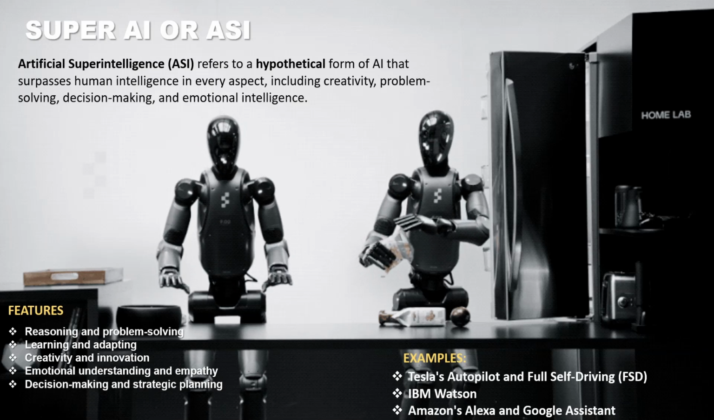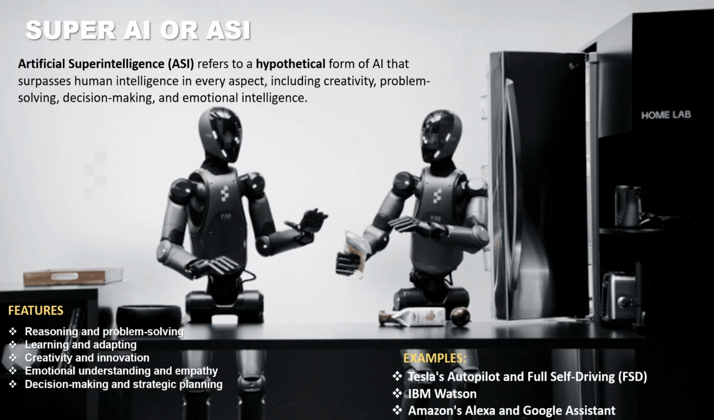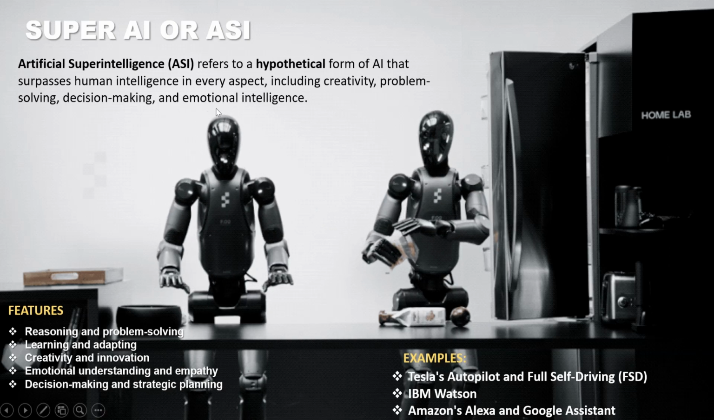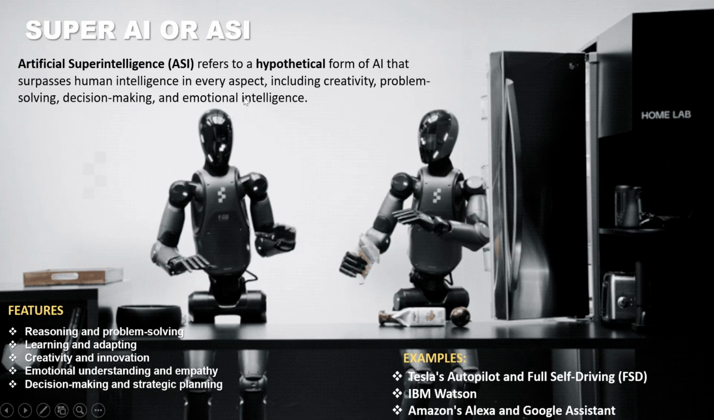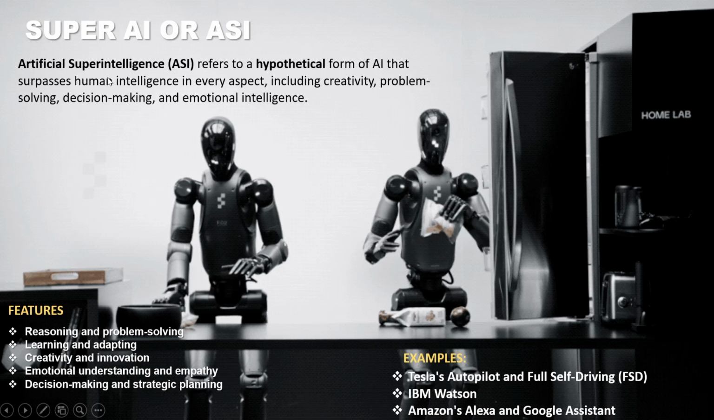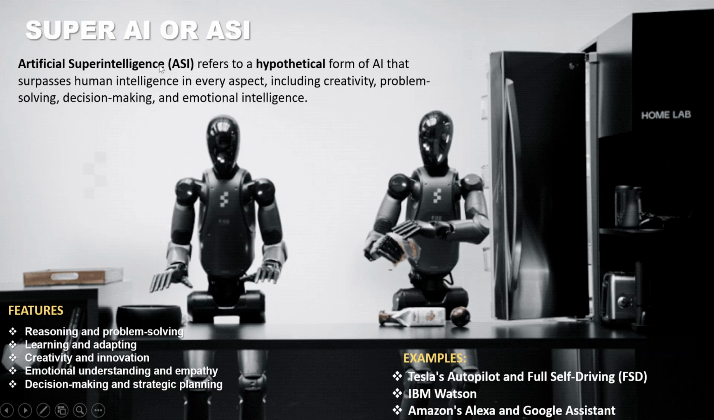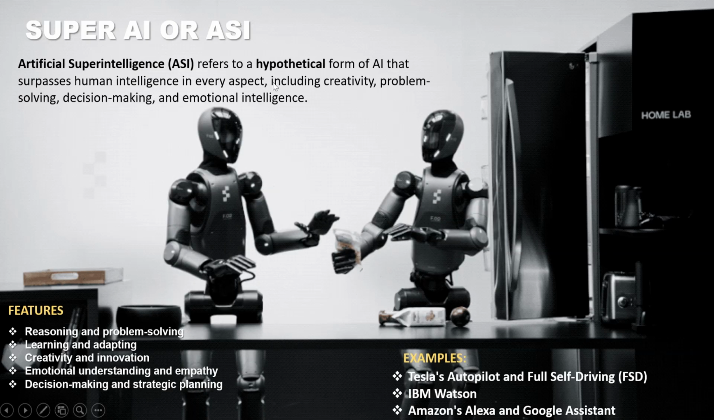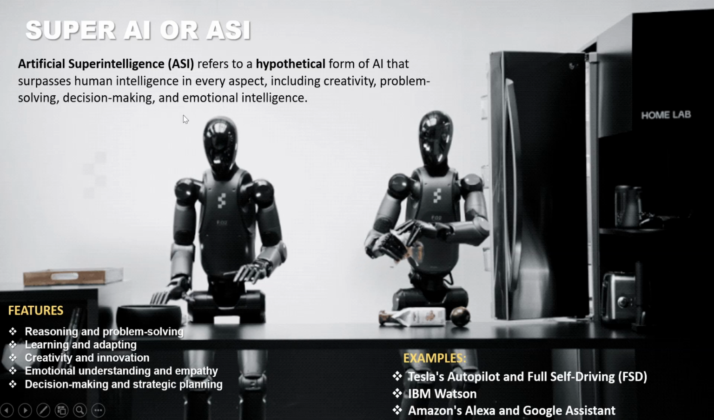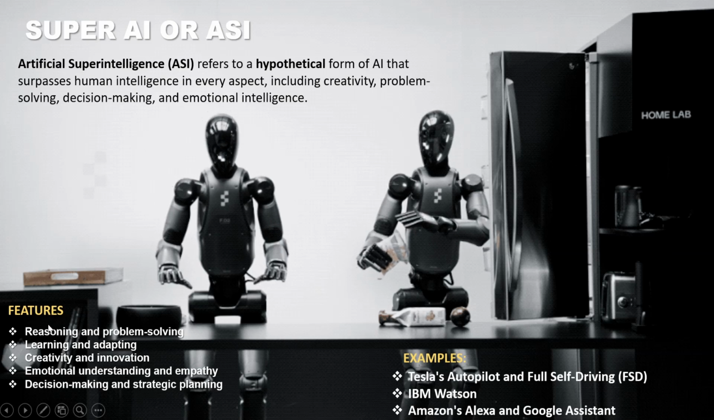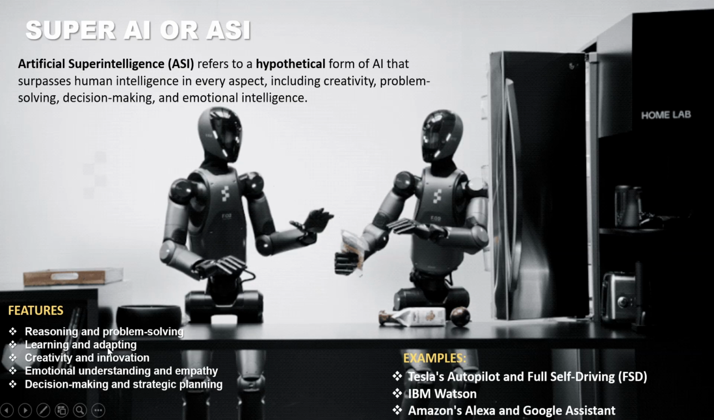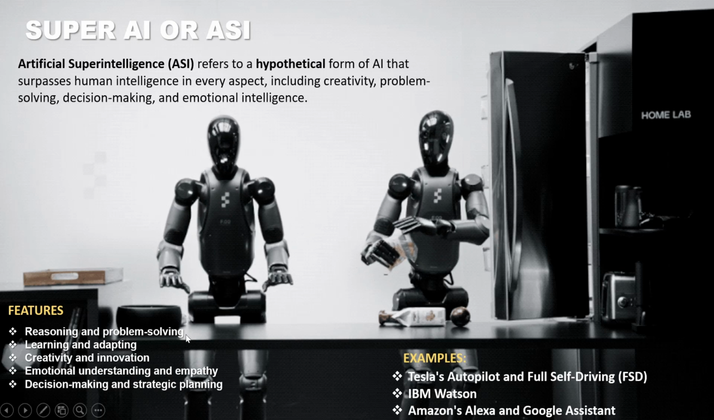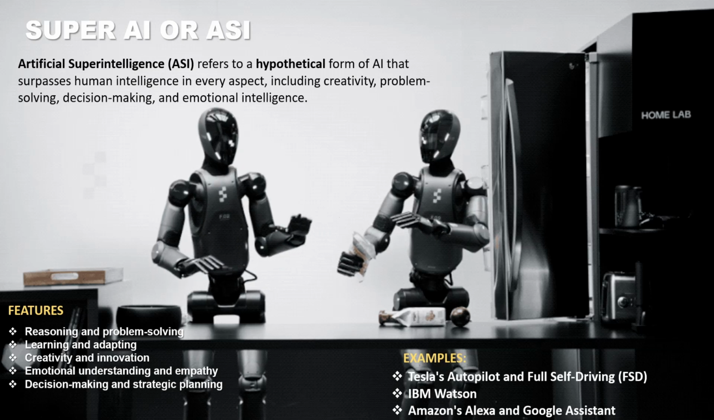And super AI is similar to general AI, but it is better than human performance. It is human-level and self-aware. General AI also has self-awareness. Artificial super intelligence is a hypothetical form of AI that possesses human intelligence in every aspect, including creativity, problem solving, decision making, and emotional intelligence. It involves reasoning, learning, adapting, creativity and innovation, emotional understanding and empathy, decision making, and strategic planning. We also call it artificial super intelligence.